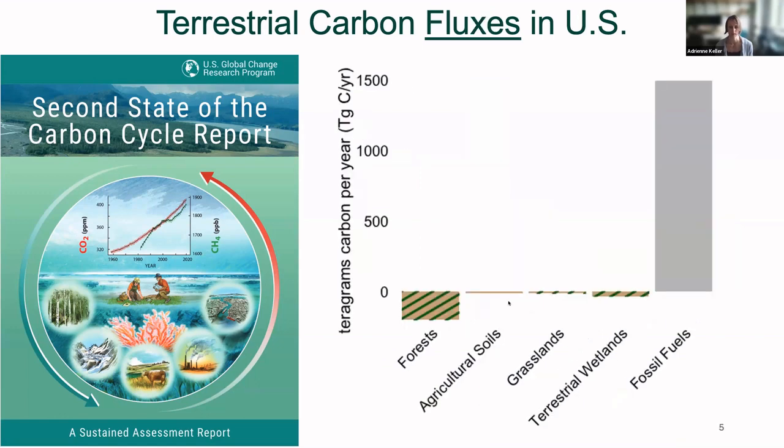And so this is carbon stocks in the US. And then we can look at carbon fluxes. So here on the y-axis, how much carbon is moving, in this case, from the land to the atmosphere is a positive number. And how much carbon is moving from the atmosphere into the land is a negative number. So forests do a really good job of moving carbon from the atmosphere into the land, as well as terrestrial wetlands and other land uses. But again, fossil fuels really, unfortunately, win the game here, and they're contributing an order of magnitude more carbon to the atmosphere than our forests are able to pull down.